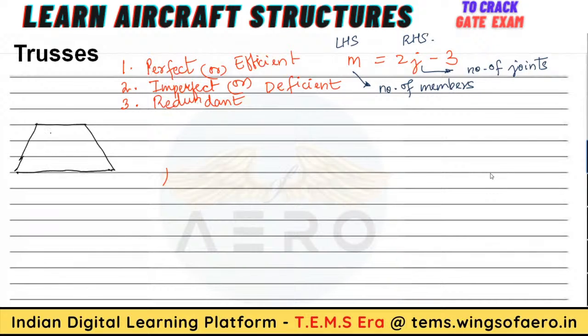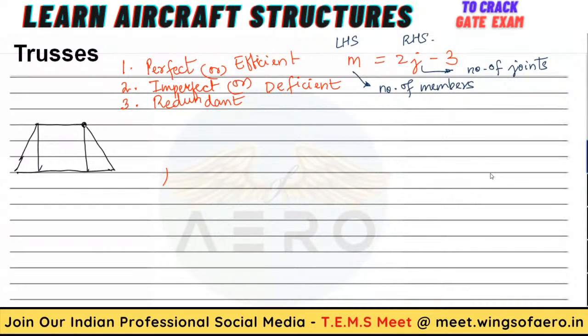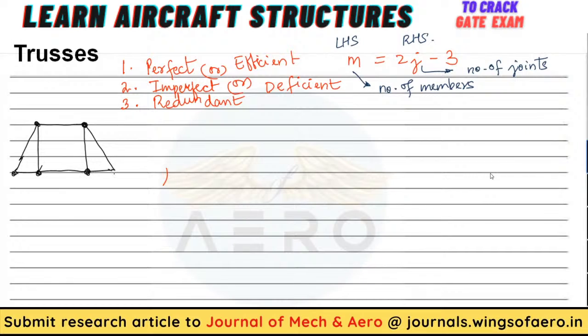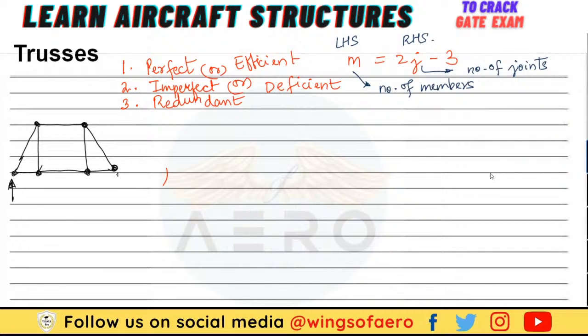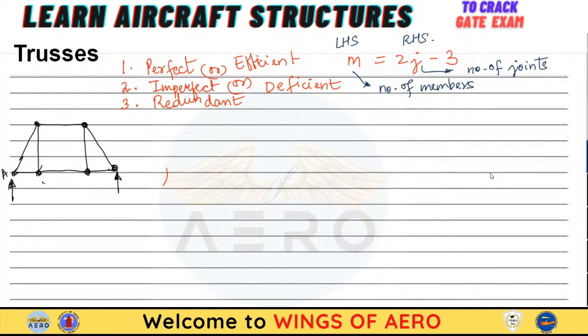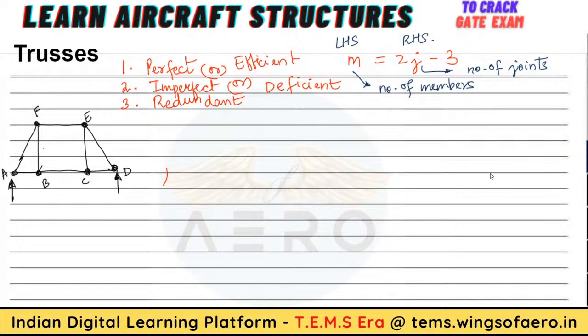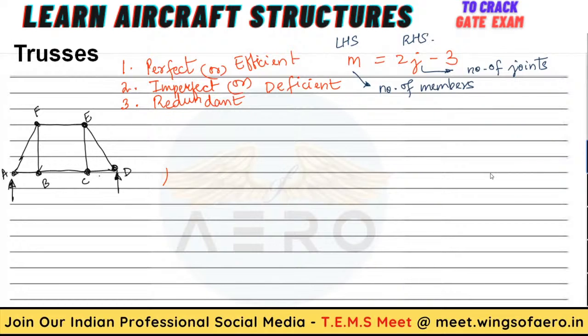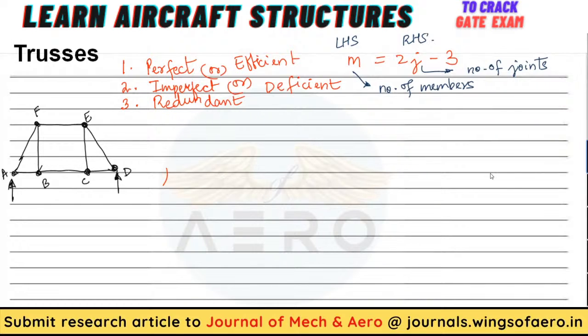This is one, here, from here another one. These are the joints. Consider this is a simply supported structure. Let's name the joints A, B, C, D, E and F. Right? Now this is a truss. Now from here, tell me which among this category it will fall. Let's find out that.